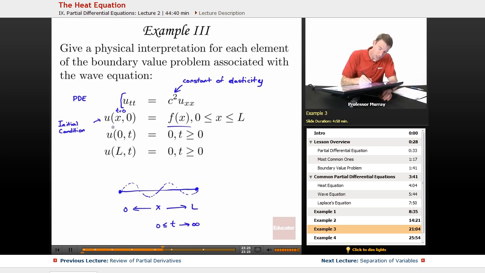U of 0, t means we've plugged in x equals 0, which means we're looking at the left end of the string. And if that's equal to 0, that means it's not displaced at all for all time, which means you pin down the left-hand end of the string. So left end fixed. You pin down the left end of the string, is pinned down.